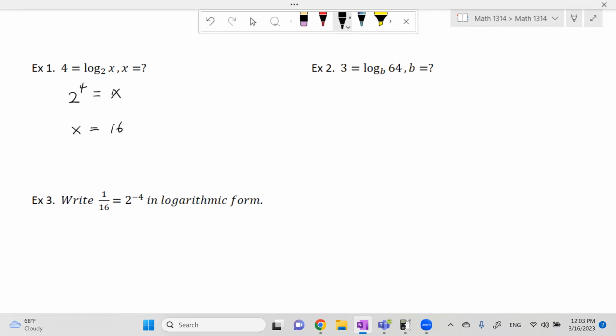And then example 2, 3 equals log base b of 64. Rewrite it. b is the base, 3 is the power, equals 64. b to the cubed equals 64. 64, I know that's 4 cubed. So we have b cubed equals 4 cubed. Why am I converting 64 to 4 cubed? Because if they have the same power, the base must be the same. So b equals 4.